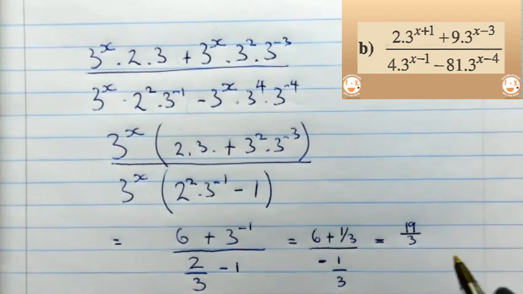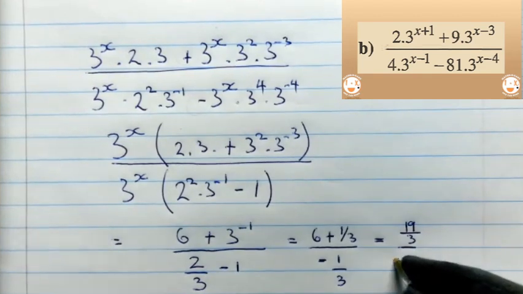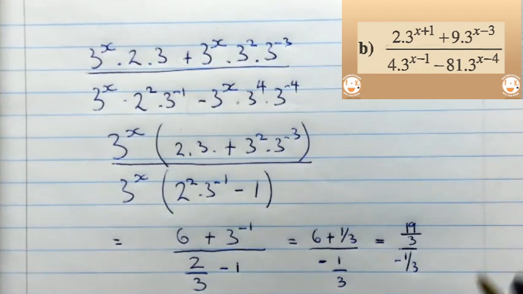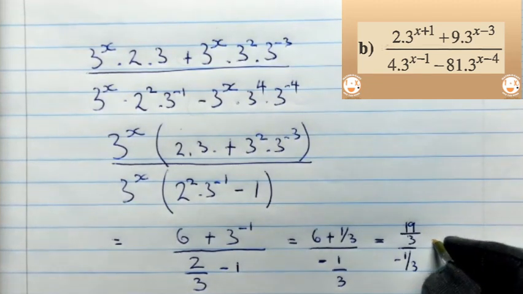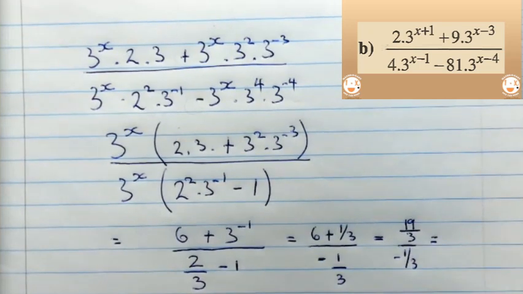Then what will I have now? I will have a negative 1 over 3 there. Be careful. Don't just go to the calculator. The exam will penalize you. Then I'll have a negative 19.